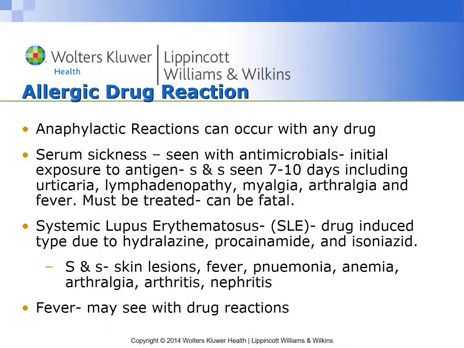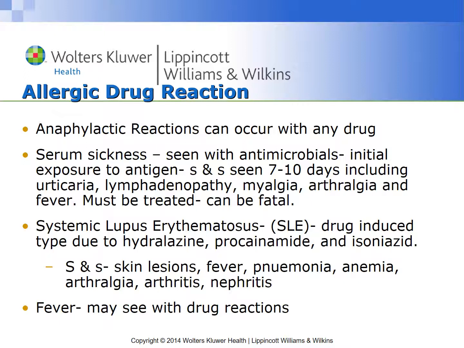So, anaphylaxis can occur with any drug. Serum sickness is seen with antimicrobials, initial exposure to antigens, and we can see that within 7 to 10 days. Urticaria, lymphadenopathy, which is your lymph glands basically are swollen. Myalgia is muscle pain. Arthralgia is joint pain, and fever. This has to be treated because it can be fatal.